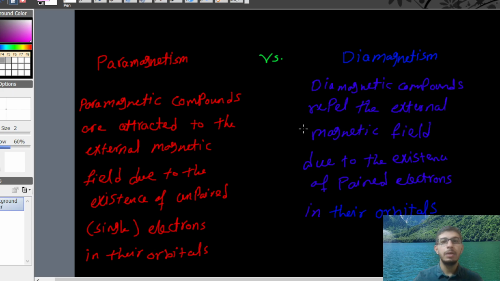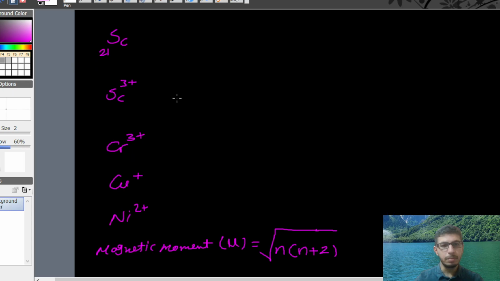This is due to the existence of paired electrons, so all of the electrons in their orbitals are paired. You got me, right? So let's take some examples.